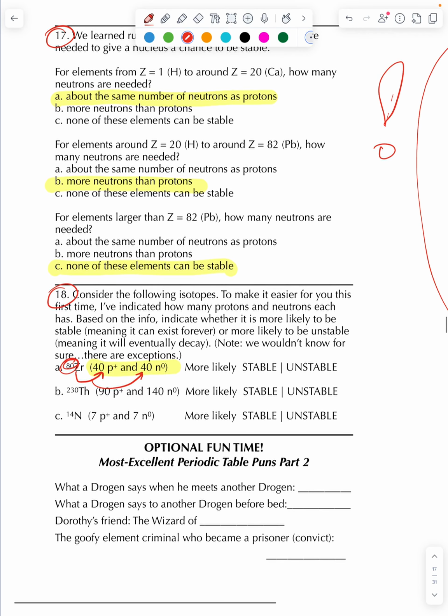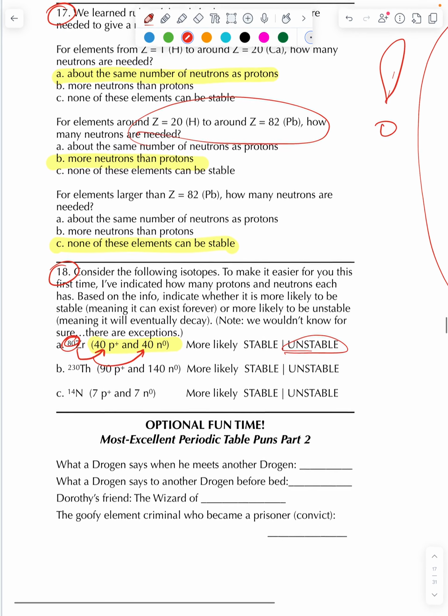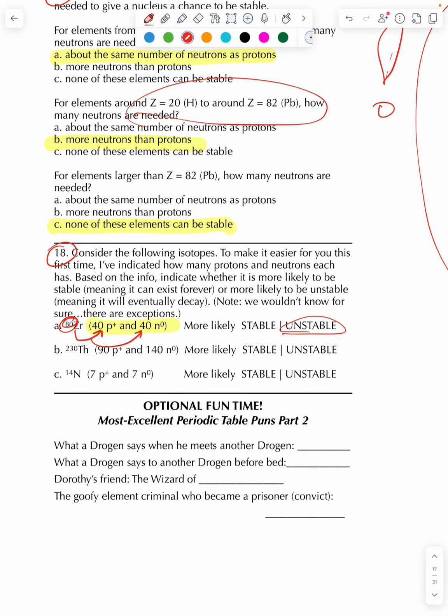Well, we're in this second region here, right? So we need more neutrons than protons, and probably not just one or two more. So I'm pretty sure that's going to be unstable. We're in that second region where we definitely need more neutrons than protons. Now, what if I said 81? So it had 41 neutrons. I'm still going to say it's almost for sure unstable, because by the time we get to element 40, we just don't need one more neutron. We might need 5 more neutrons or something.